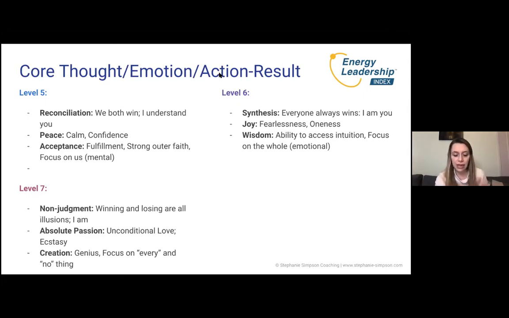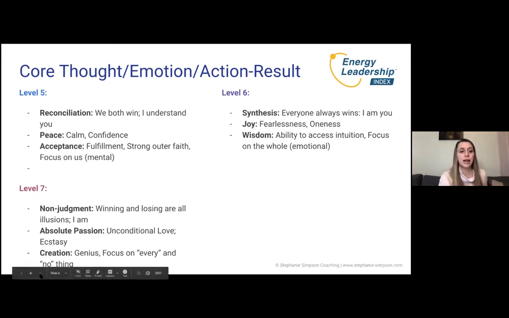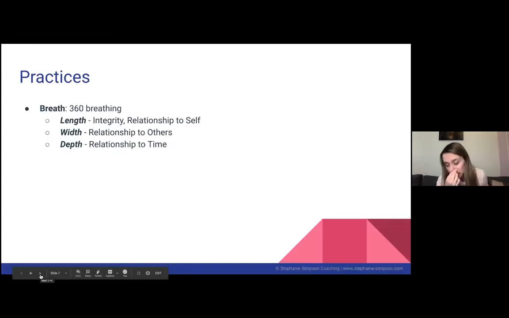So in the interest of time, I'm going to go quickly through one other thing. I will make sure that you can get these slides so that you have all of this plus all the resources. 360 breathing. I'm just going to talk a little bit about what that was from a somatic experience. So the length, that's your integrity, right? As I was saying, inhale, keep that length. That's your backbone, your integrity. There's another saying of having a strong back, soft front, right? So keeping that strong spine, but keeping an open heart.